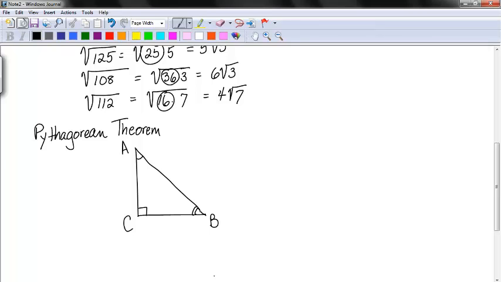The hypotenuse in trig is always a lowercase c. The side opposite angle A is a lowercase a. The side opposite angle B is a lowercase b. And then the Pythagorean theorem is a squared plus b squared equals c squared. That is the main formula for a right triangle for figuring out the sides. a squared plus b squared equals c squared.